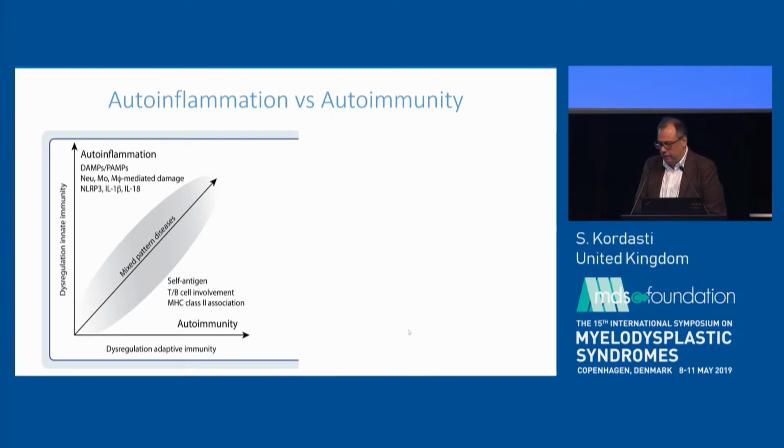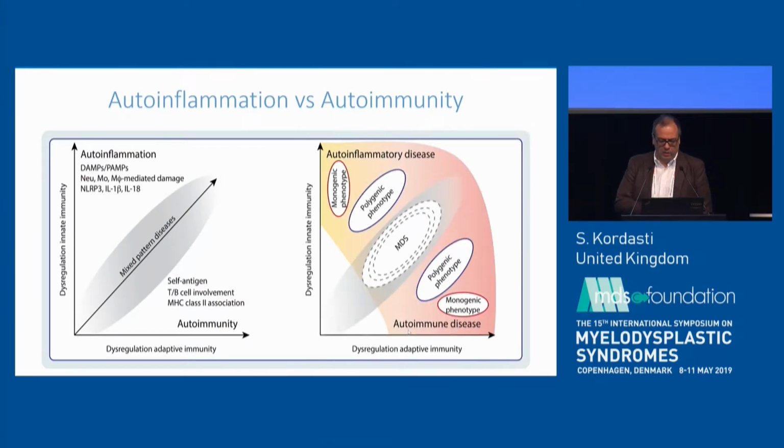So if I go back to here, where is MDS sitting? Most likely MDS sits somewhere in between, like the majority of diseases. It has some elements of inflammation and some elements of autoimmune disease. It differs from patient to patient, although the majority are here. You have patients very much toward the autoinflammatory side, like Sweet syndrome, or patients with very dominant oligoclonal T cell expansion who respond to ATG, and they are on the autoimmune side of the story.